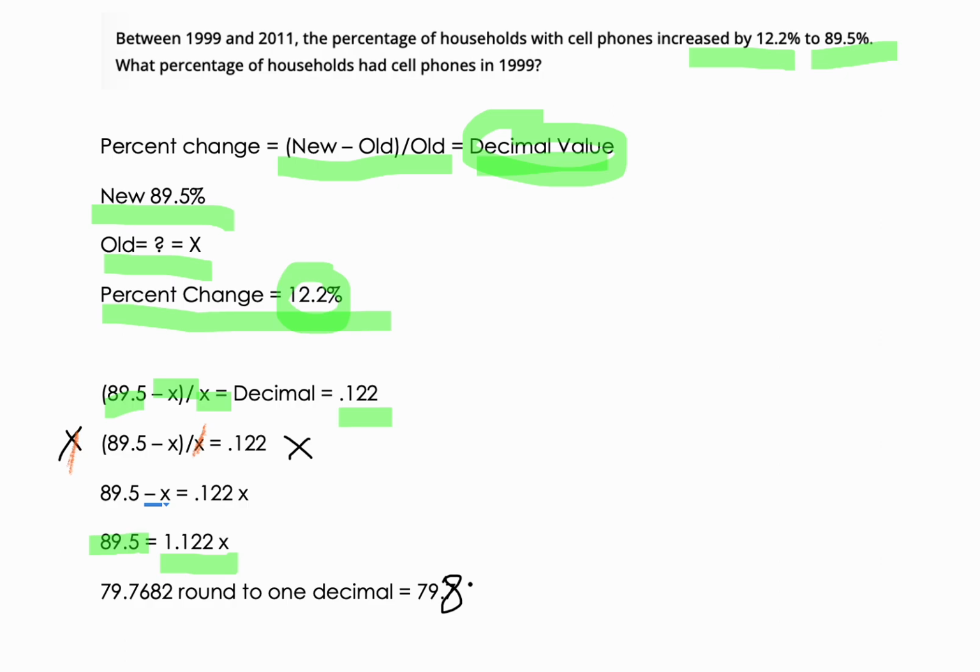Now, when you get to one that says it's decreasing, so instead of increasing by 12.2%, if it says decreasing, then when you set up your equation, this should be a negative. Other than that, it will be exactly the same.